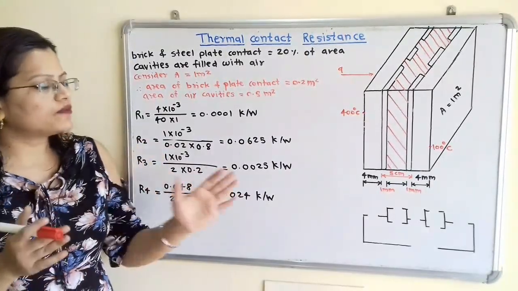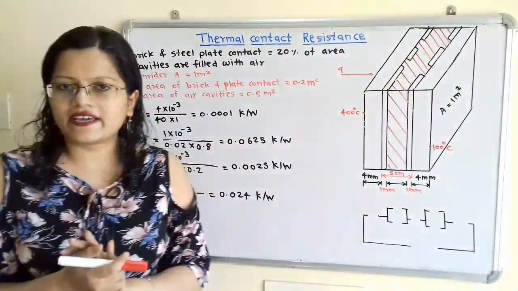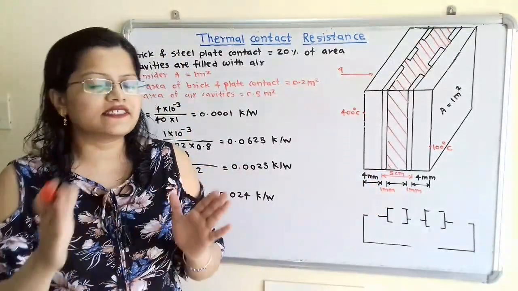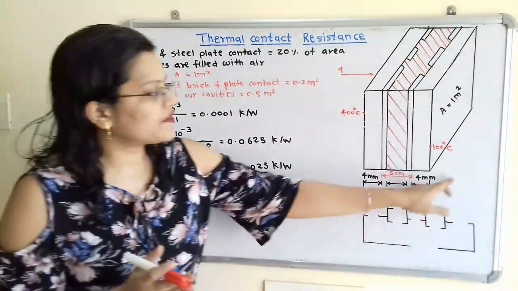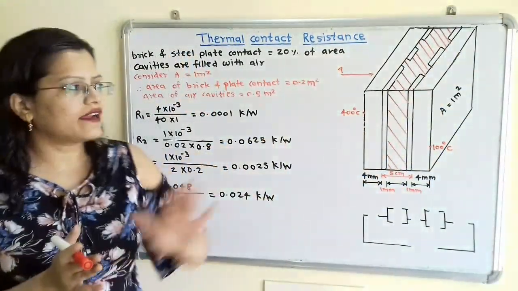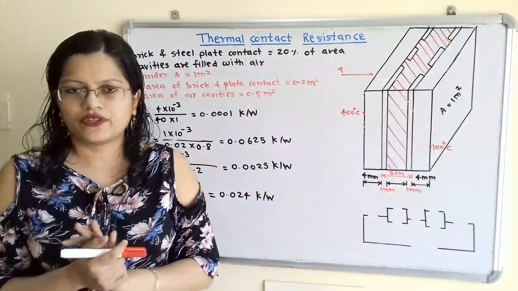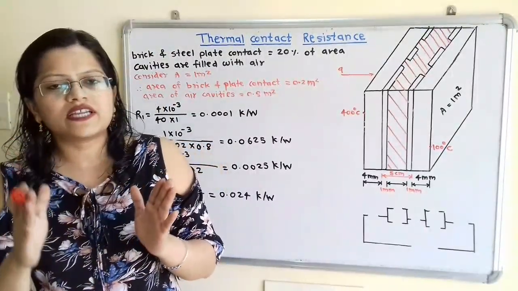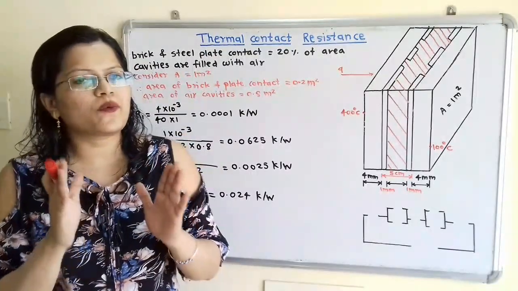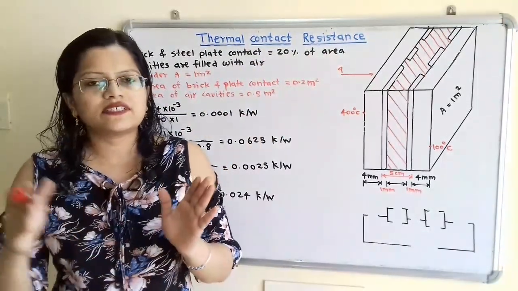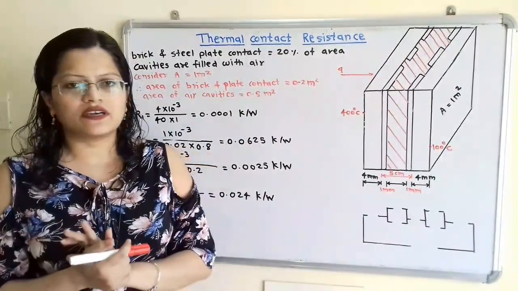Now if we observe this three-dimensional diagram, then this is the side view from where we can clearly see the thickness. This is the front view, from that we can clearly see what is the area, and this is the top view. Now it is given that brick layer to steel plate contact is 20% of area. So this is the information mentioned in the question.